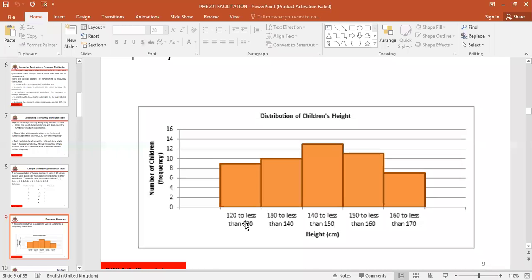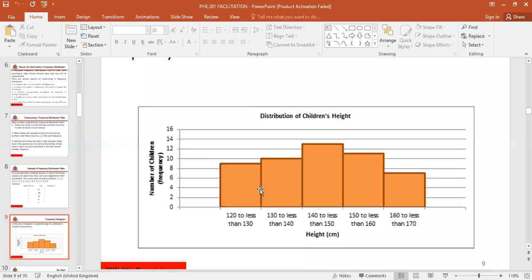Now, look at the x-axis, that is the height measured in centimeters. For the first one, you have 120 to less than 130. So this is the range I was talking about the other time, that you can have from 10 to 20, from 20 to 30, and so on and so forth. Now, you can see the range here. This one too is a 10 centimeter difference, because we have 120 to 130, 130 to 140, 140 to 150, 150 to 160, and so on and so forth.